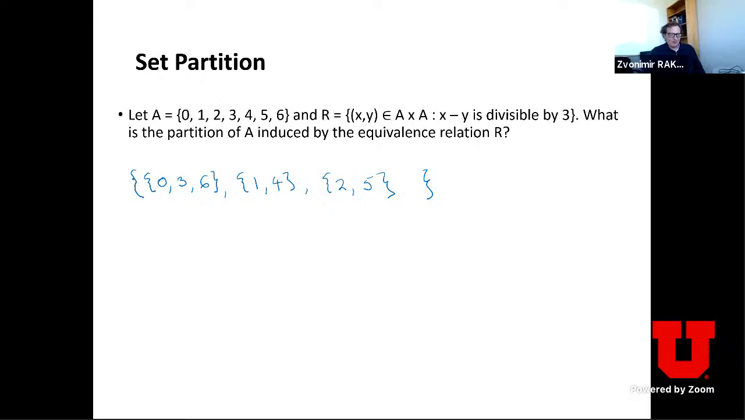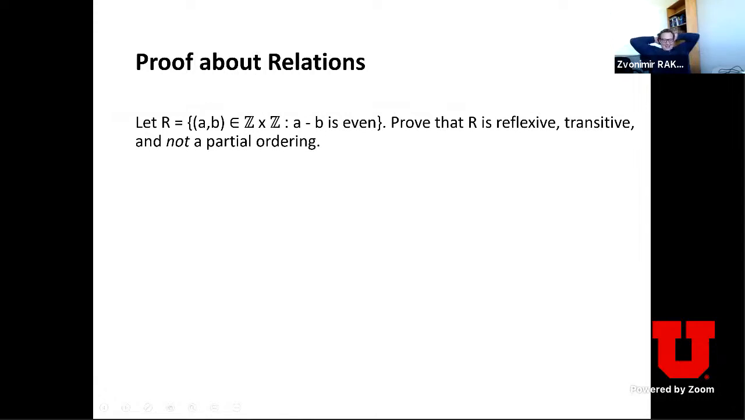So these were kind of the warm-up problems. Let's get to something more extensive. I have 2 proofs about relations. I'll do the first one, and then we'll do the second one together using breakout rooms. So we have this relation R on Z times Z, where Z are integers, and it's defined with a minus b is even. We want to prove that it's reflexive, transitive, but not a partial order.